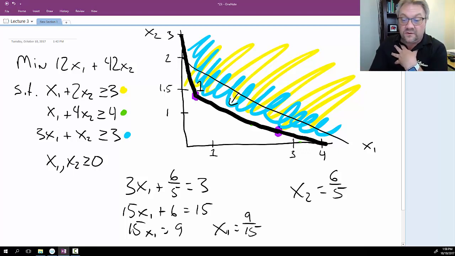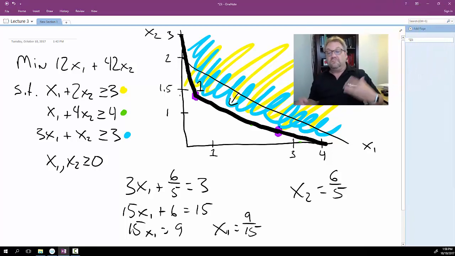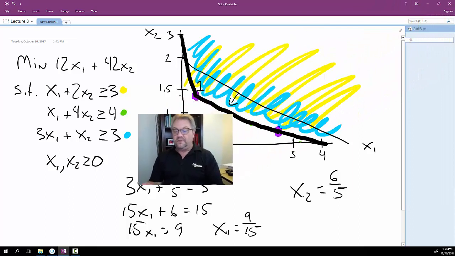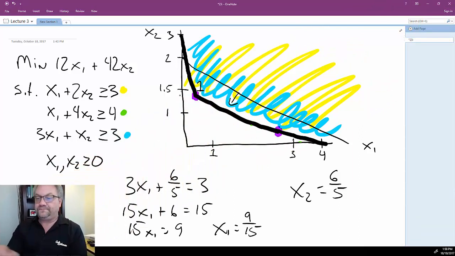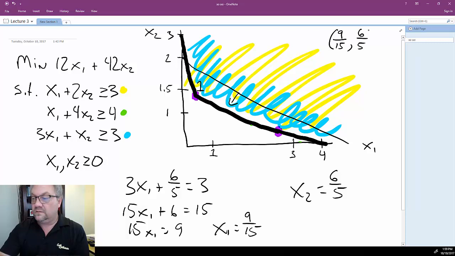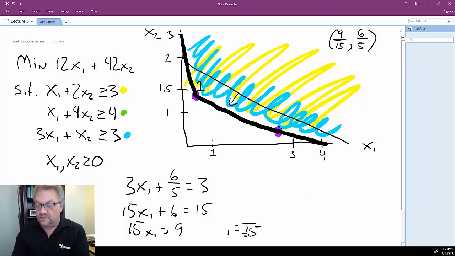And so actually I did draw this pretty well, right? At least that's less than 1 and that's more than 1. So, hey, not too shabby. Okay, so point 1 is 9/15, comma 6/5. All right. And I got point 1 done.